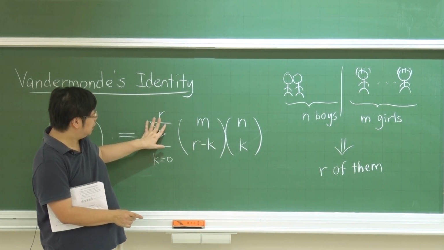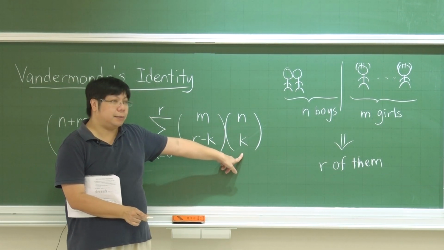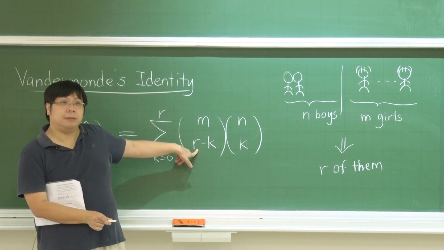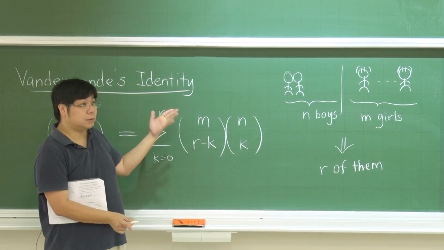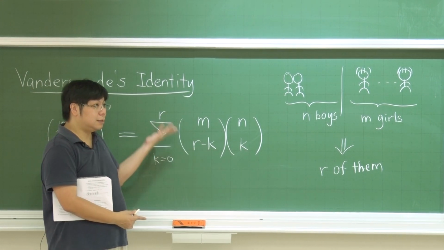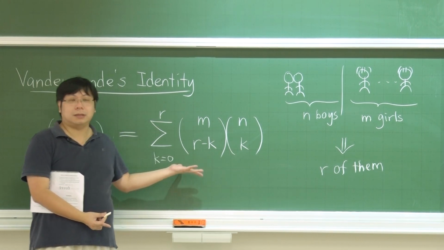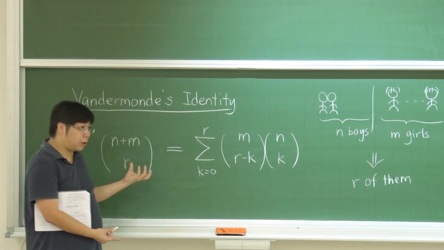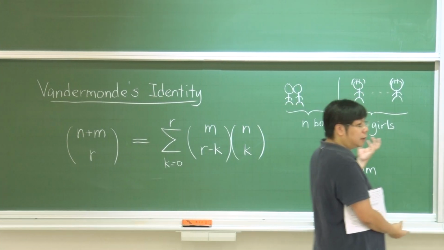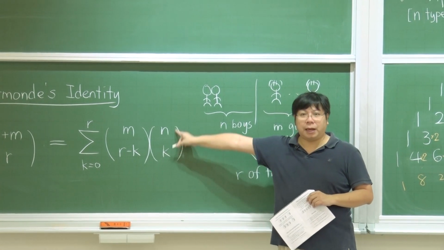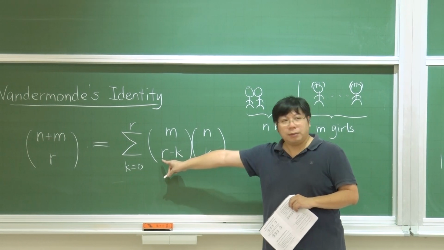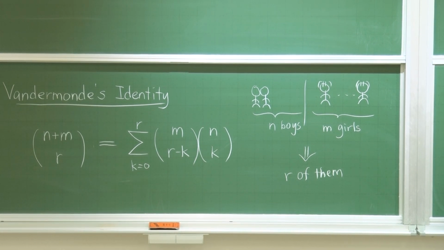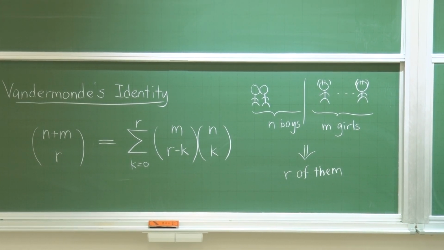So this is the rule of sum. But for a particular case, n choose k means that I'm going to select k boys. And then m choose r minus k means that I'm going to select r minus k girls. That's it. This is how we can prove it. The number of ways to choose r people from n boys and m girls must be equal to the number of ways to choose k boys from n boys, and then multiply with the number of ways to choose r minus k from m girls, where k can be equal to 0, 1, 2, 3 up to r.